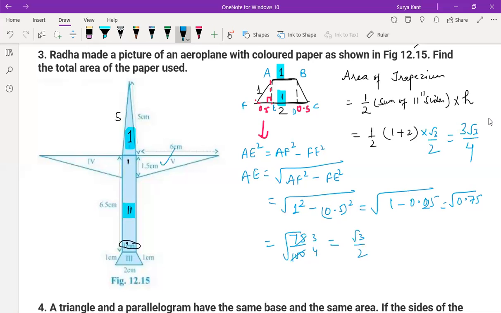And the fifth one is very easy. This you can find, this is 90 degree, no? Half base into height you can use. Yes, sir. So 3 root 3 divided by 2, 4.